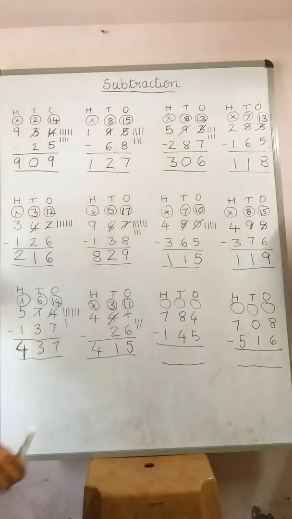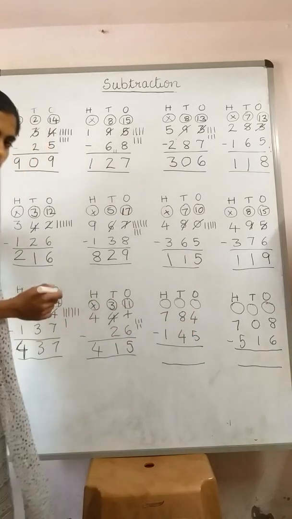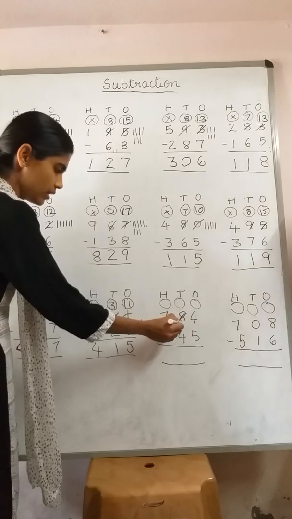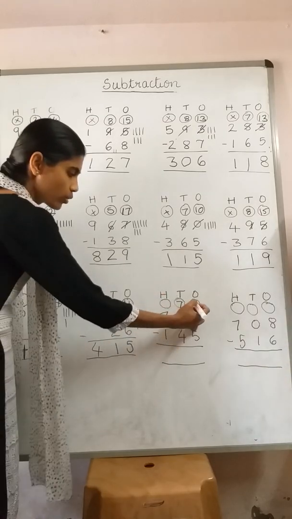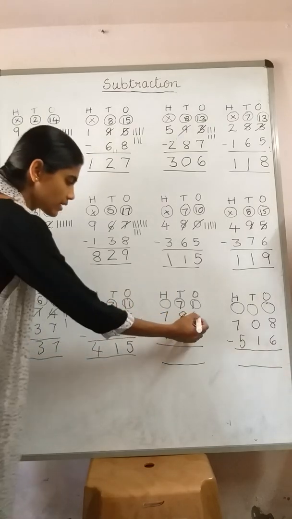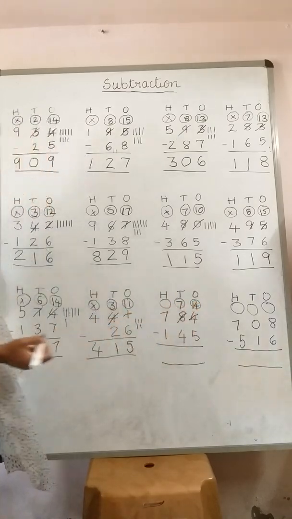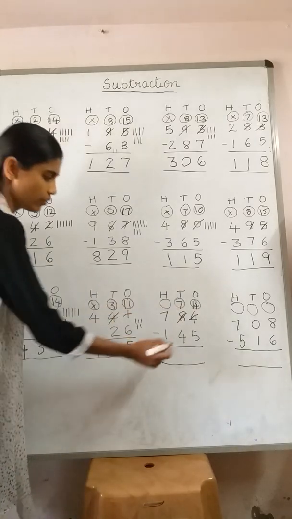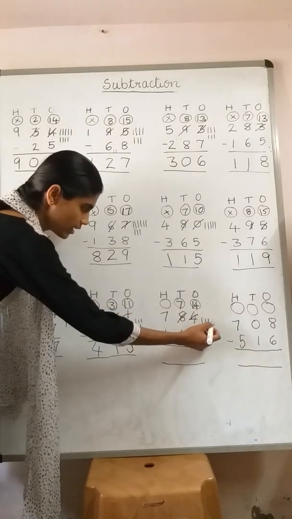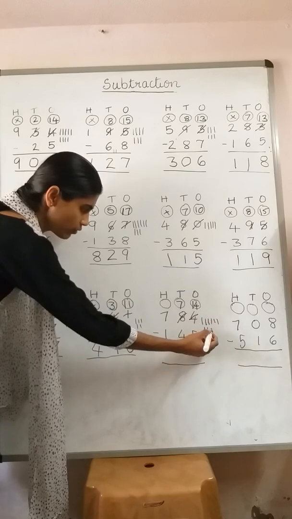Moving to the next one. 4 minus 5, not possible. So strike out 8. What should you write here? 7. And borrow 1. Fine. Strike out this 4 right here. The number is what now? It's 14. 5 to 14, count, children. 5 afterward, 6, 7, 8, 9, 10, 11, 12, 13, 14.